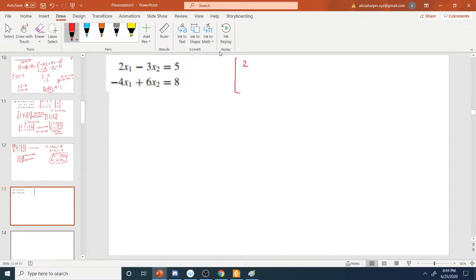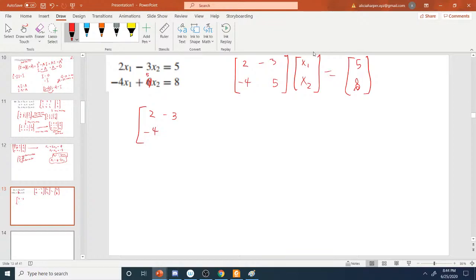This here would be 2, negative 3. I'm going to alter this a little bit to make it more interesting for us, and I'm going to replace this with a 5. So this will be negative 4, this will be 5, and it's going to be multiplied by x1, x2. It's going to be equal to the vector 5, 8. So we'll go through the same process and study the augmented matrix 2, negative 3, negative 4, 5, 5, 8.